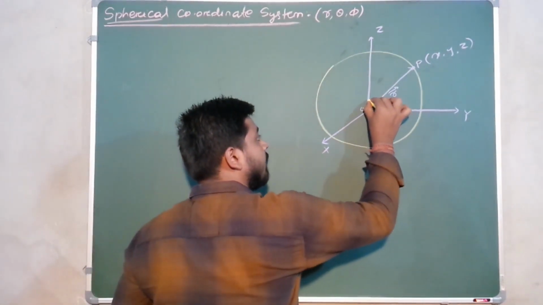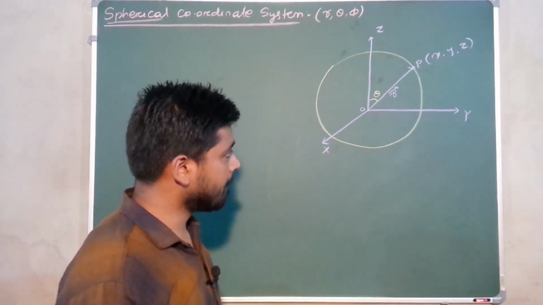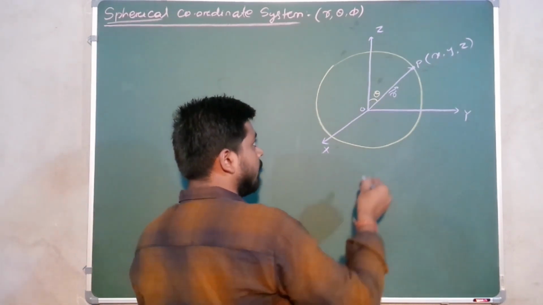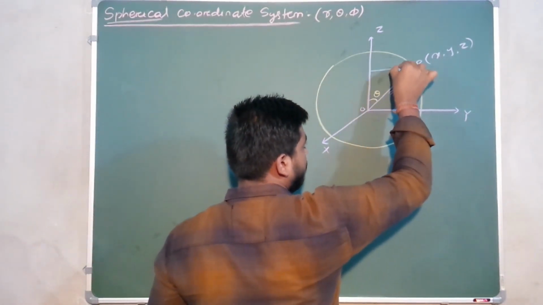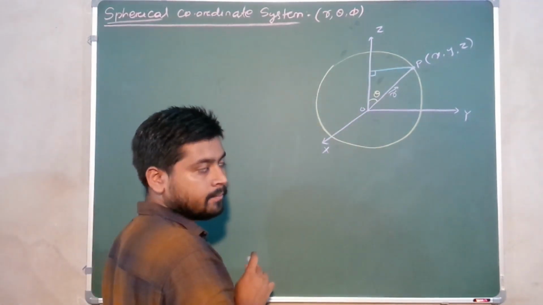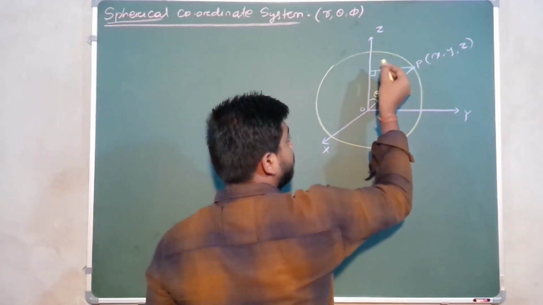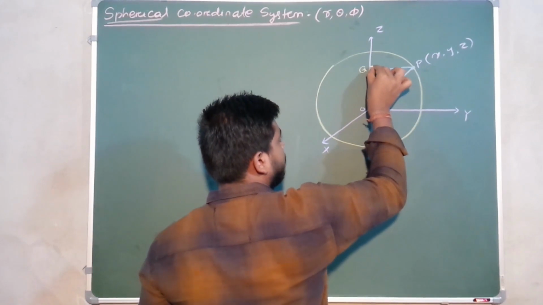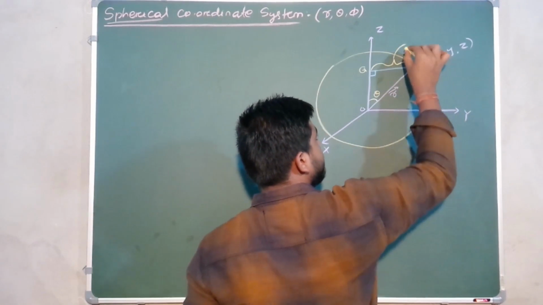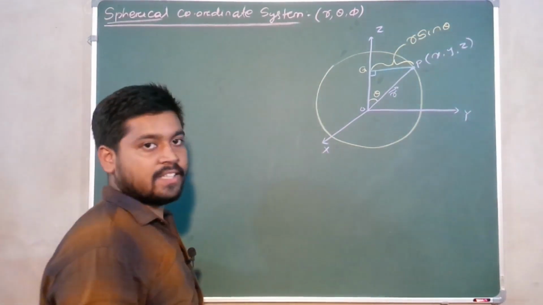Then let this be the angle theta. If this is angle theta, let us draw a perpendicular here. Let this be the perpendicular. And this is the angle theta. This is position vector r. Let this be point Q. PQ is, what is this? This is r sin theta. Yes or no?